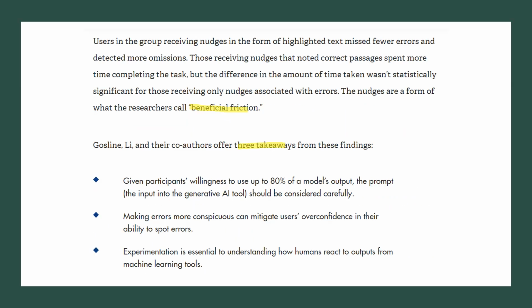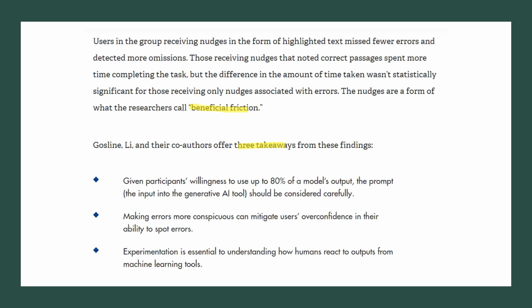Users in the group receiving nudges in the form of highlighted text missed fewer errors and detected more omissions. Those receiving nudges that noted correct passages spent more time completing the task. But the difference in the amount of time taken was not statistically significant for those receiving only nudges associated with errors. Right? The nudges are a form of what the researchers call beneficial friction.